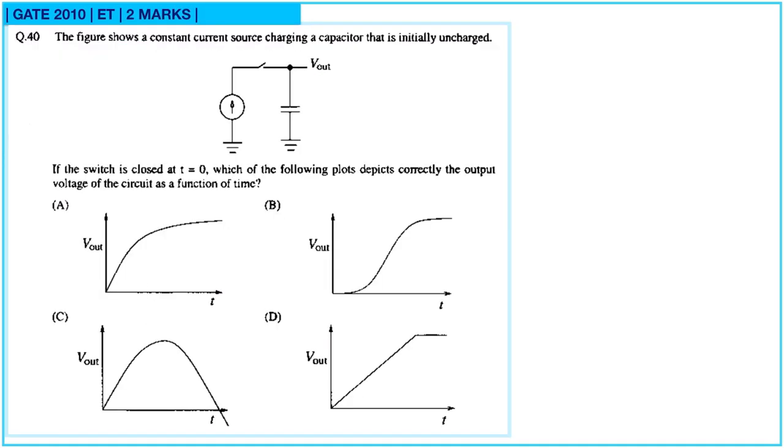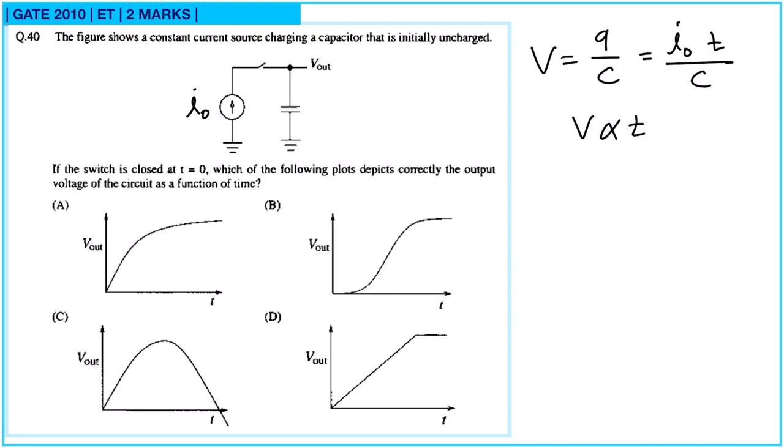Question 40. The figure shows a constant current source charging a capacitor that is initially uncharged. If the switch is closed at time t equal to 0, which of the following plots depicts correctly the output voltage of the circuit as a function of time? Now we know voltage across capacitor is Q by C, and charge can be written as current into time. This is a constant current source, let it be I0, then it will be I0 into T by C. Since it is a constant current source, I is not going to vary with time. So we can say voltage is proportional to time.